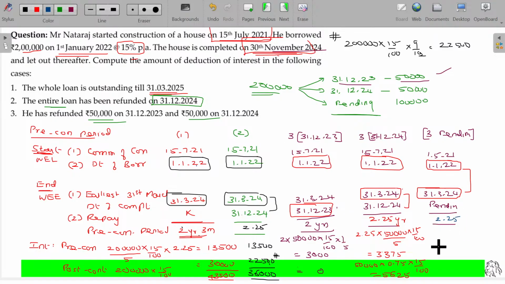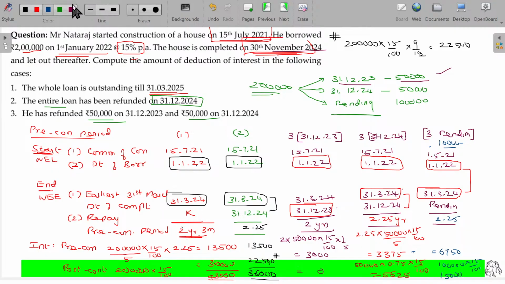Now, interest in this case being 6,750, I think. Am I right? This is for 50,000. This is for 1 lakh. This value is just 2 times of this one. So I just multiplied with the 2. Clear. And post-construction period interest, entire 1 lakh at the rate of 15% will be calculated. The entire 1 year remains pending. So 1 year's interest being 15,000 rupees.